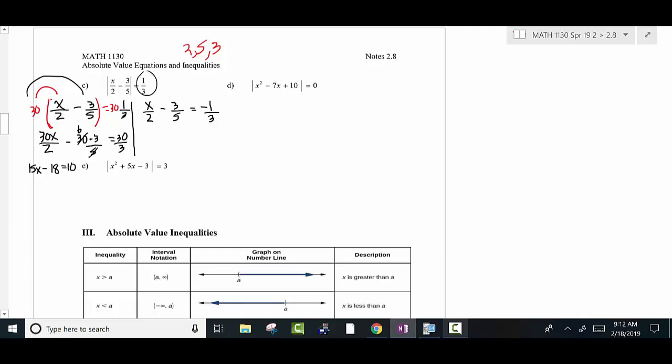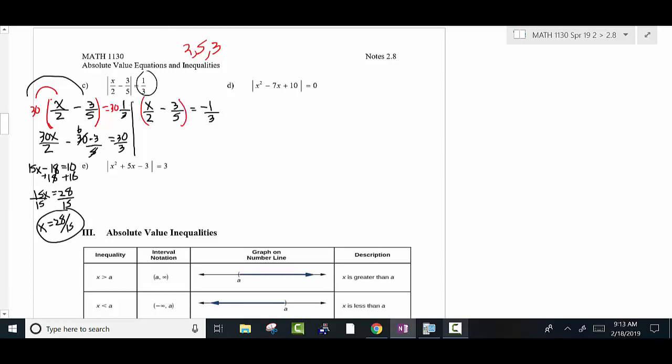Okay, that gets rid of the fraction. Now you can add 18 to both sides. So that would give 15x equals 28. Okay, and then divide by 15. So one of your answers is going to be 28 over 15. You don't want to get a decimal. You just want to get a reduced fraction. And that's good enough. You would do the next one exactly the same way.